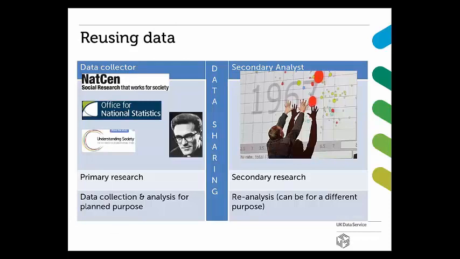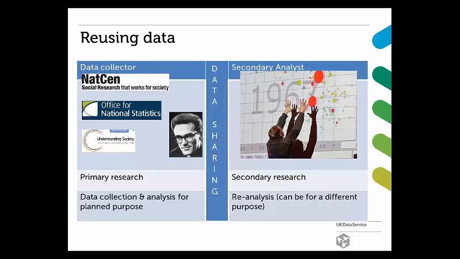So, reusing data. Through a diverse range of methods, data used by social researchers is continually being collected. Many data collections are then archived and made available for others to reuse in secondary data analysis. Data comes from data collectors, for instance research organisations such as NatCen who lead on the British Social Attitudes Survey as well as other major UK surveys, organisations such as the Office for National Statistics, large-scale academic projects such as Understanding Society, and also individual research teams and researchers.